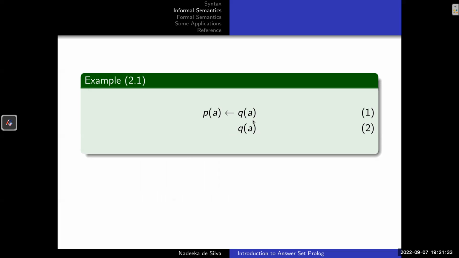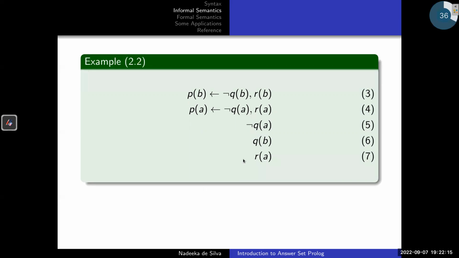I have two rules in the program. Here QA is a fact, and a fact has an empty body. An empty body is satisfied trivially, so because of that, I have to believe in QA. I include QA in my answer set because I'm forced to believe the fact. Now I am believing the body of rule 1, so I also have to believe the head. So the answer set for this is QA, PA.